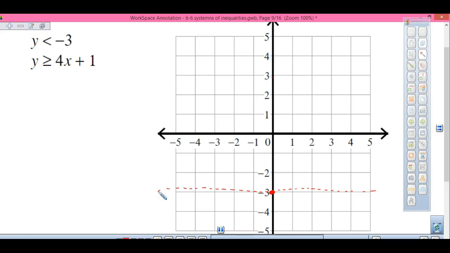Okay, where are my numbers less than negative 3? Above it or below it? Below it. So very lightly shade below your line.